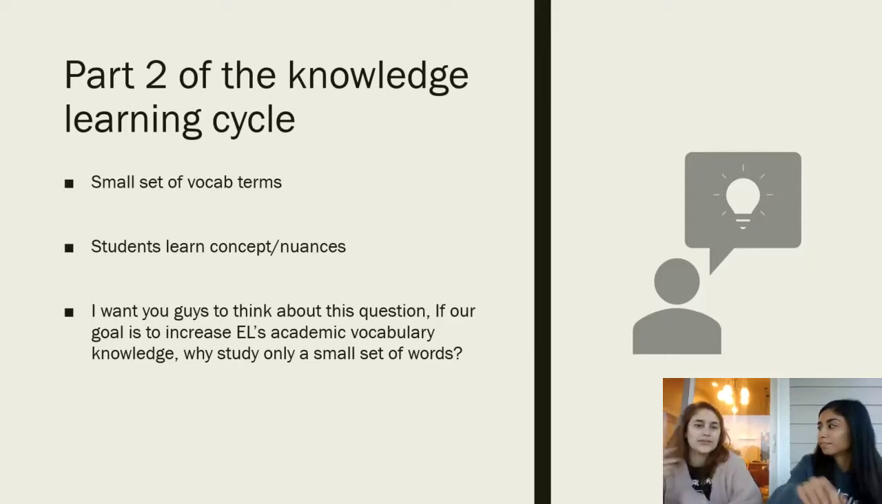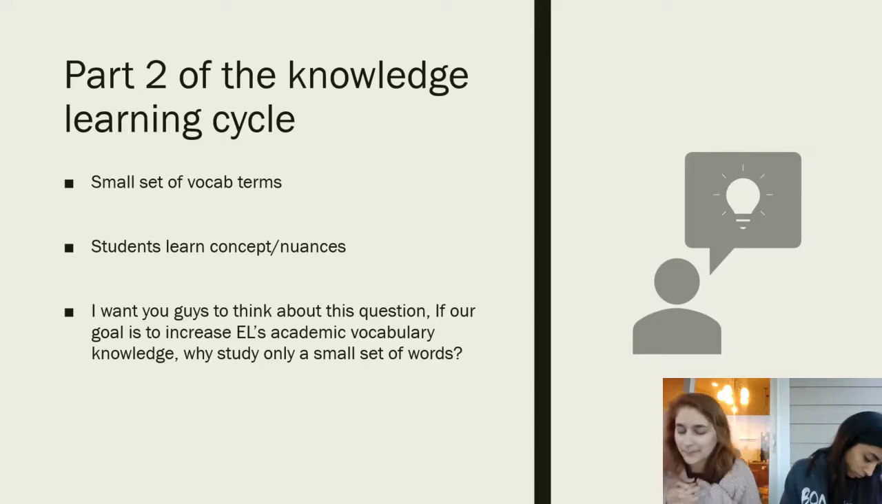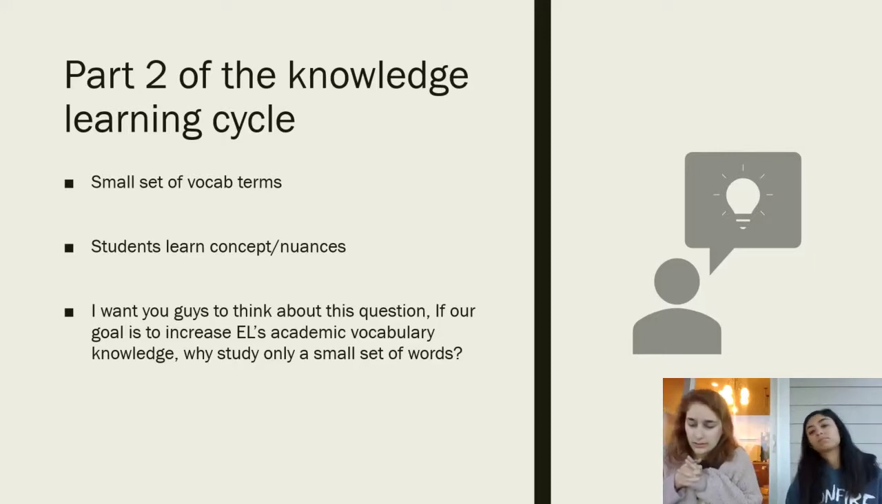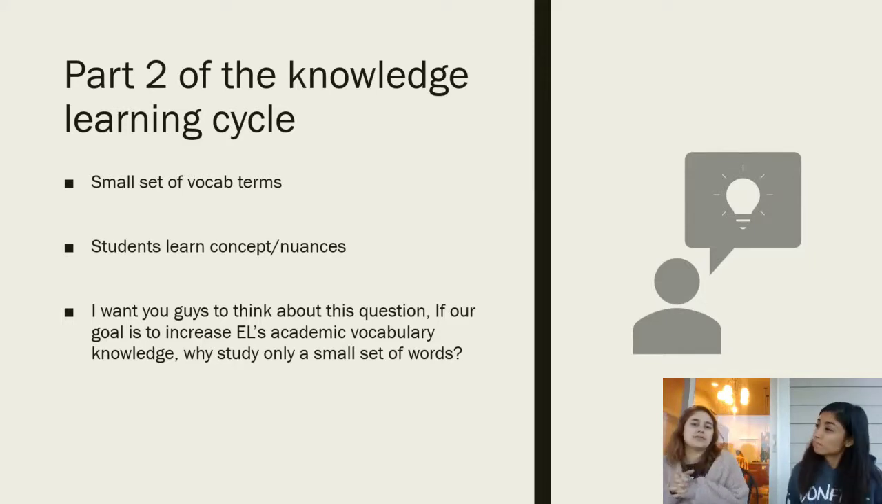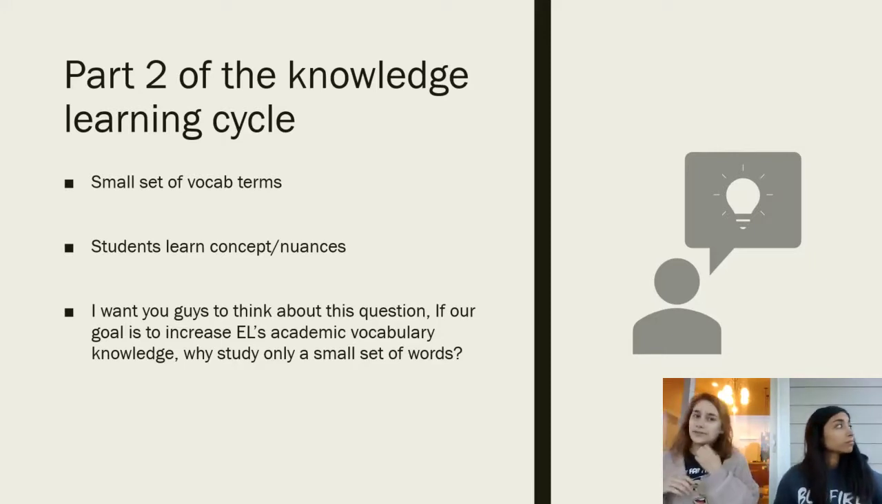Anything else? Oh wait, the question. Okay, so also students learn the concept and new nuances about it. So what does that mean? They learn the concepts and nuances about the word itself. Like the concept of the word fire. What is the concept of fire, guys? So this question is going to reflect back to the video, which is why I said make sure you pay attention. So I want you guys to think about this question.